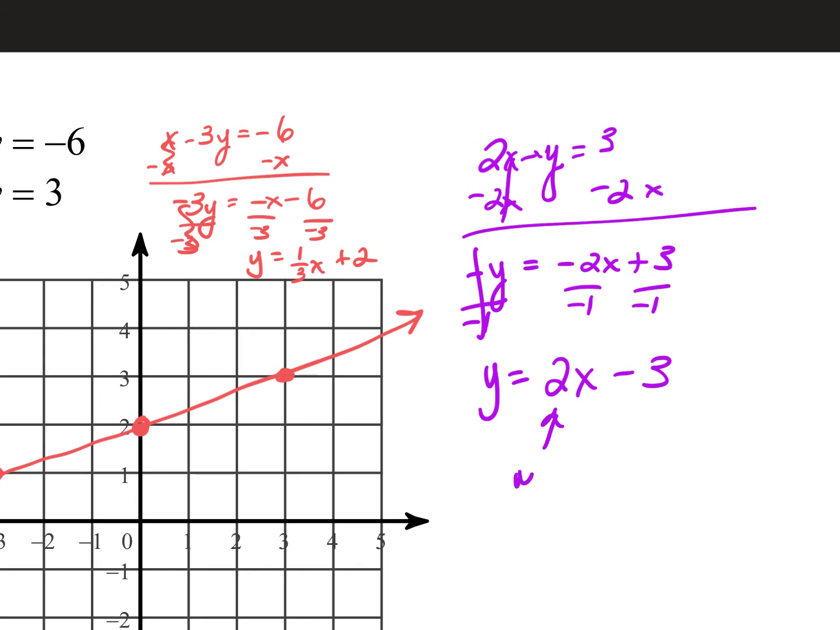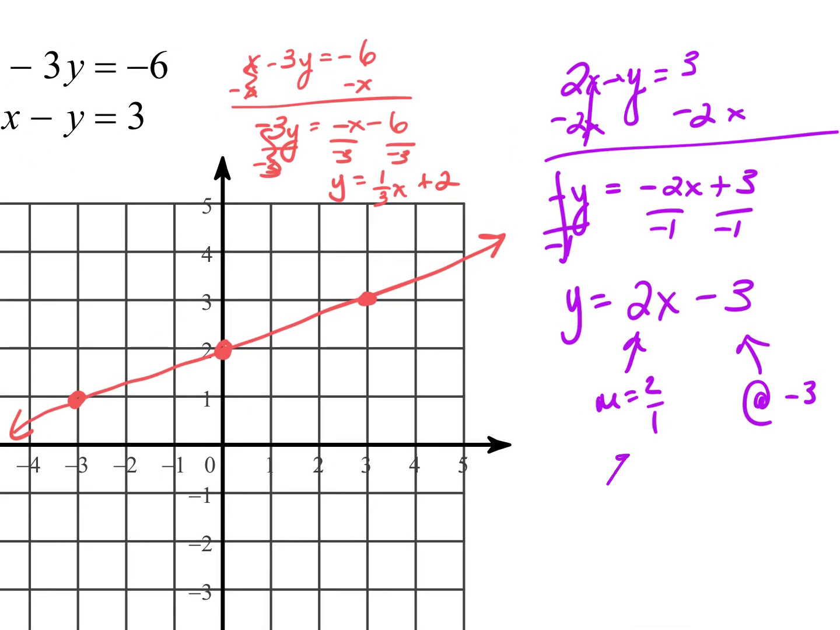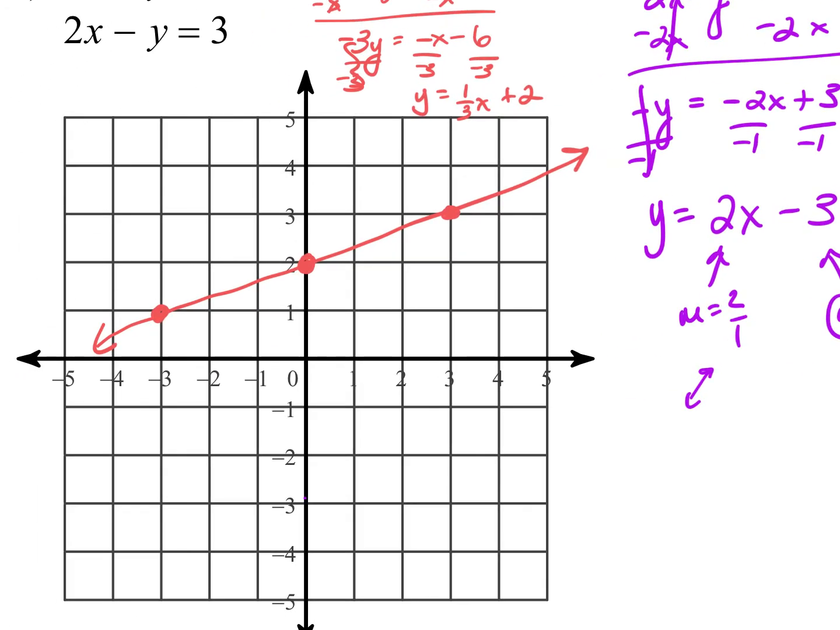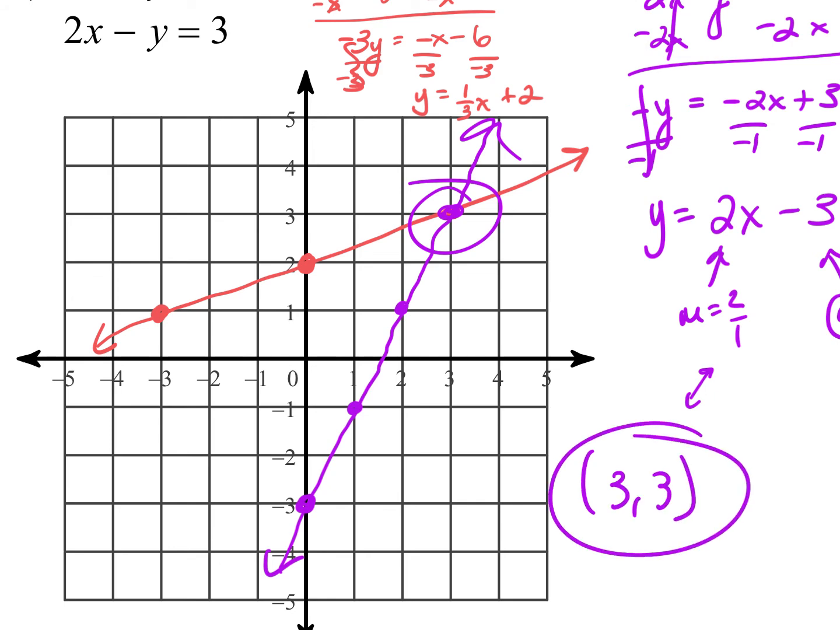So my slope is 2, which is 2 over 1. And my intercept is at negative 3. It's a positive line, so it's going to go upwards. So negative 3, 2 over 1, up 2 over 1, up 2 over 1, up 2 over 1. Draw your line. And where do these two meet? What's that point? At what? 3, 3. Good. Very good.